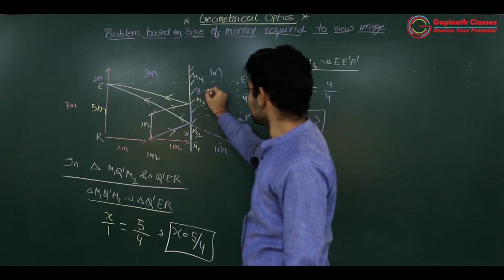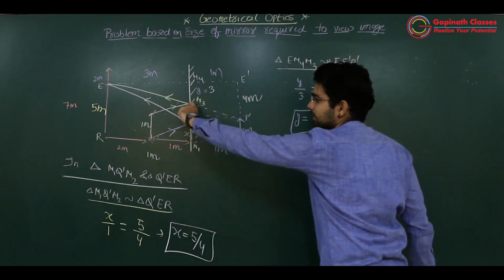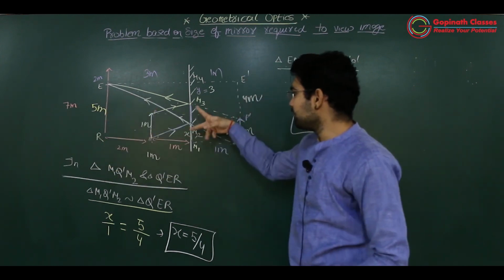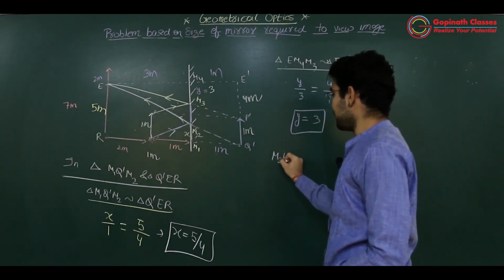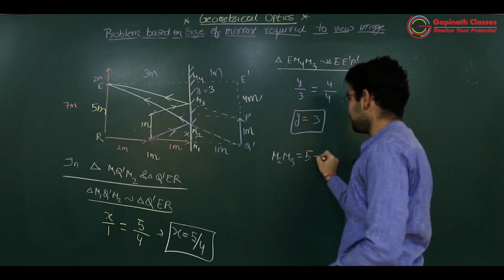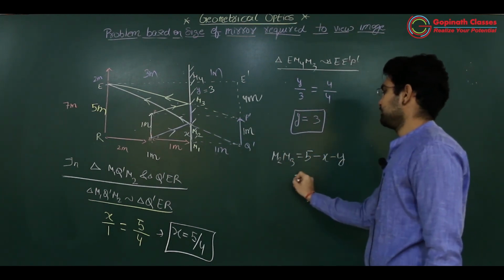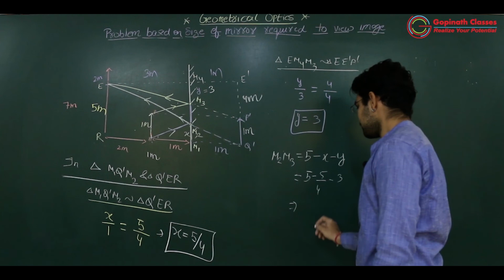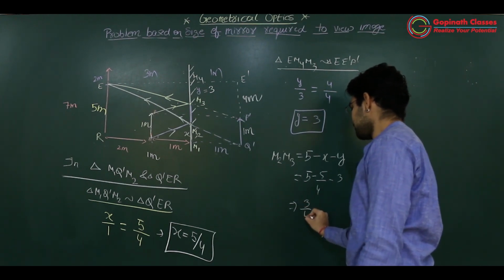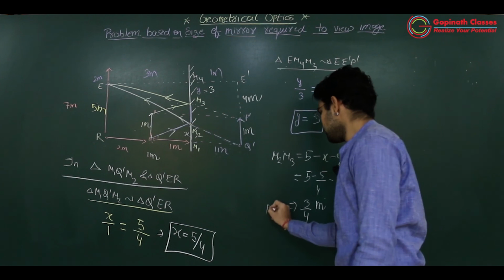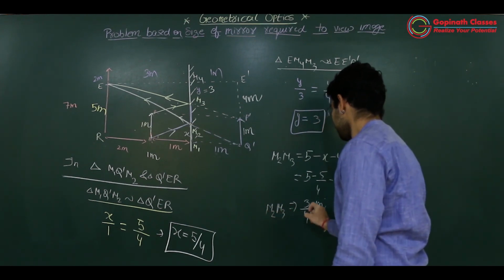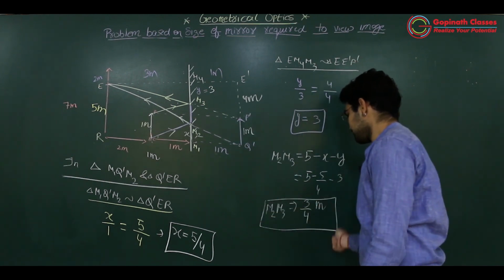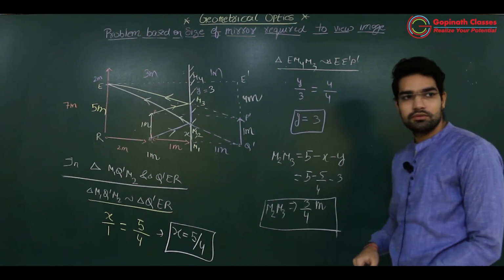So this is 3. अब आपको find करनी ये वाली हाइट. This total height is 5 meter, RE. Now you have to find M2 M3. So M2 M3 is equal to total height 5 minus x minus y, which is 5 minus 5 by 4 minus 3, which will be 3 by 4. Not 3 by 4. 5 minus 2, correct. 2 minus 5 by 4, yeah. Okay.